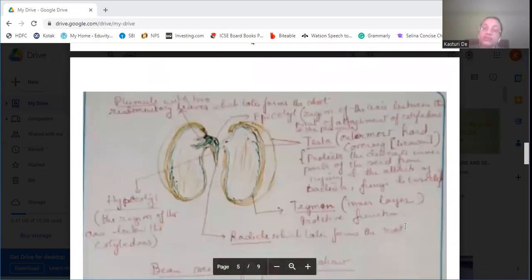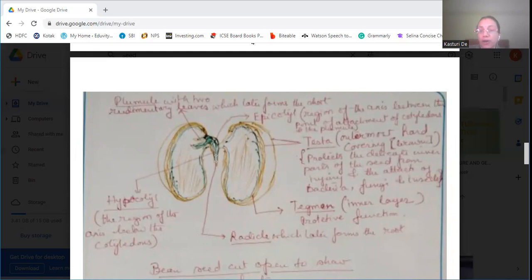Now we come to the internal structure of the bean seed. First we will see the two leaf-like structures, a curved portion, and a pointed structure which is coming down. The two rudimentary leaf-like structures are the plumule, which forms the shoot system later on. Then the pointed end towards the end, that is the radicle, which is a continuation coming to the end.